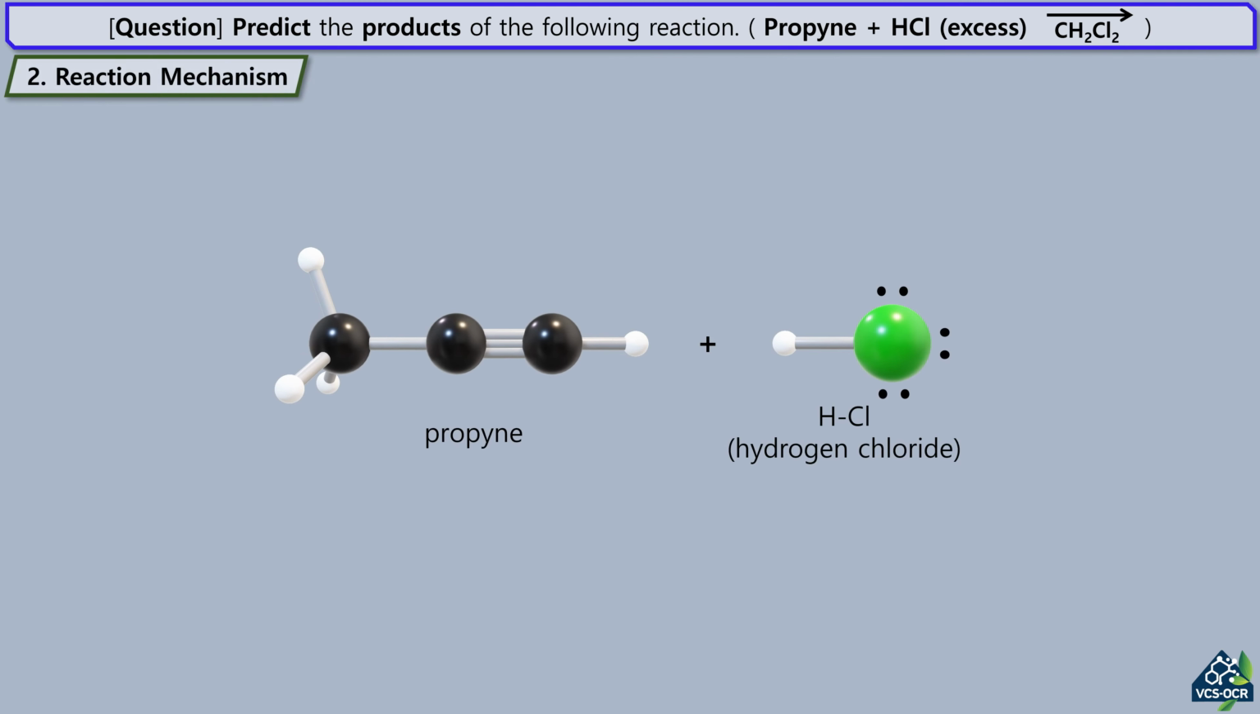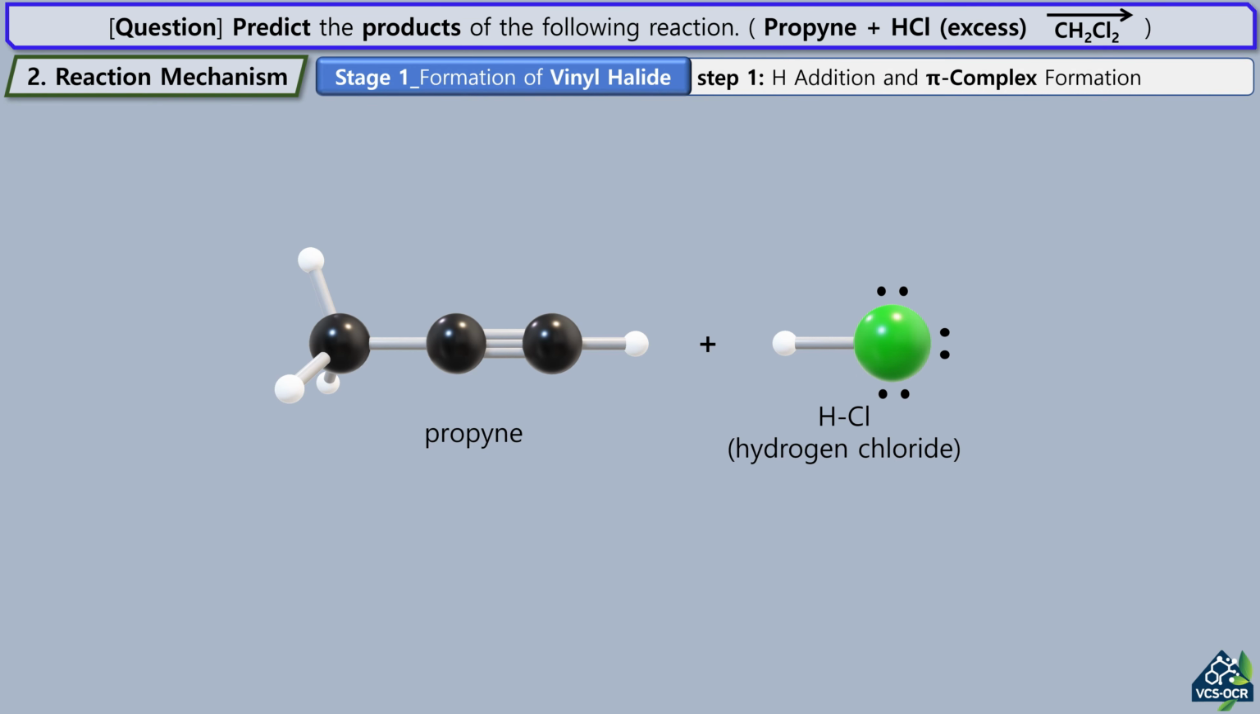Aside from the possible formation of a pi complex during alkyne hydrohalogenation, the overall outcome matches that of alkene hydrohalogenation and can be understood by referencing the alkene mechanism. Stage 1. Formation of vinyl halide. Step 1. H addition and pi complex formation.